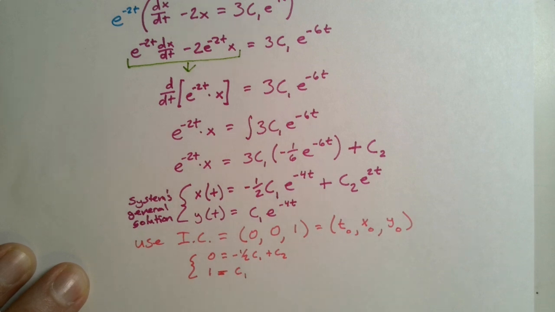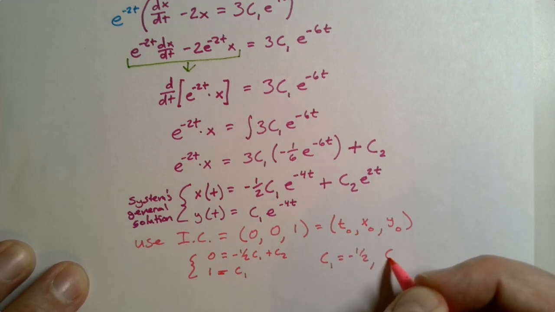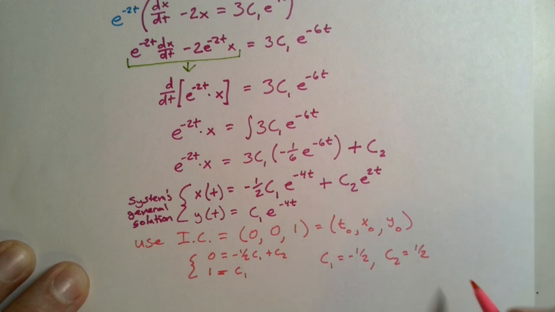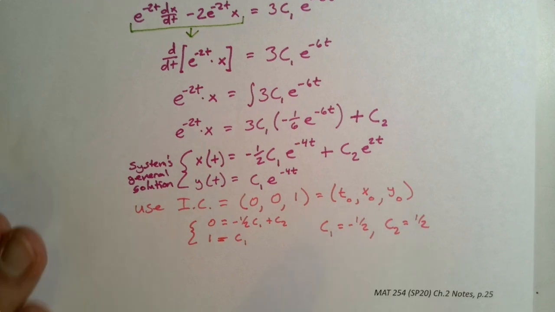So right away we can tell that c1 equals 1. And if c1 is 1, then this is -1/2 plus something equals 0. So that means c2 must be equal to 1/2. So c1 equals 1 and c2 equals positive 1/2. And that's solving for our constants for our particular solution.